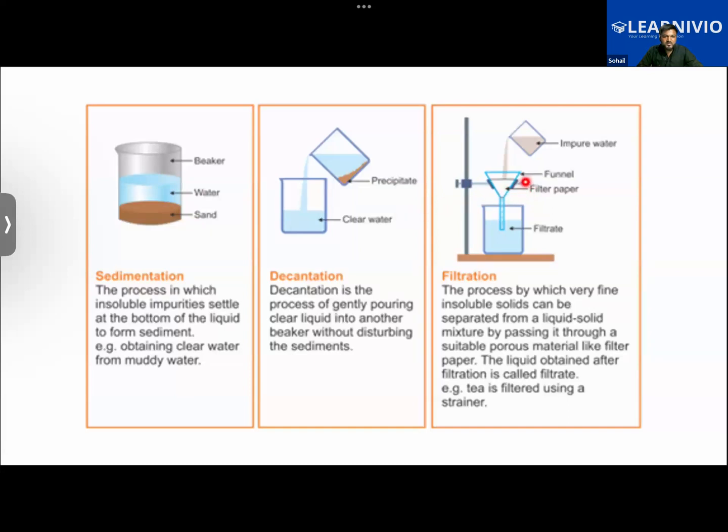This can be done with the help of filter paper, where we make the impure water pass through it. A filter paper has very tiny holes in it. So we pass the impure water through it and all the impurities will be left in the filter paper. At the end you will have a clear liquid. The clear liquid that you get out from this will be called filtrate. So after filtration, the clear liquid that you get is called filtrate. So these are the things which we learned.